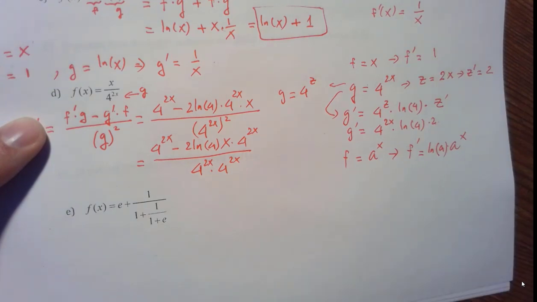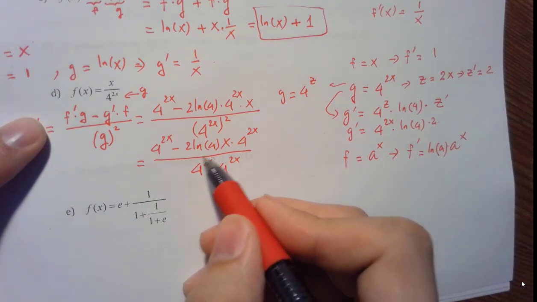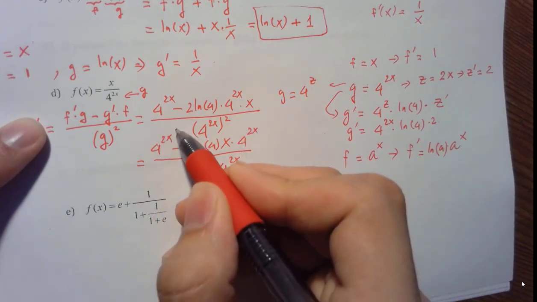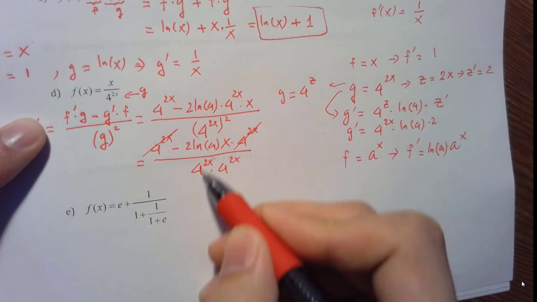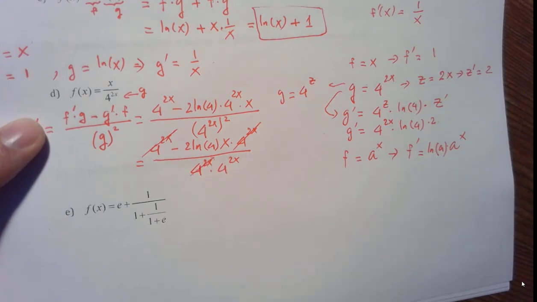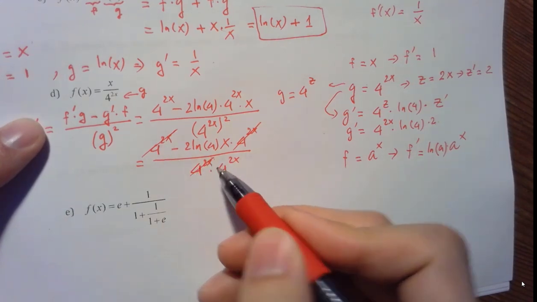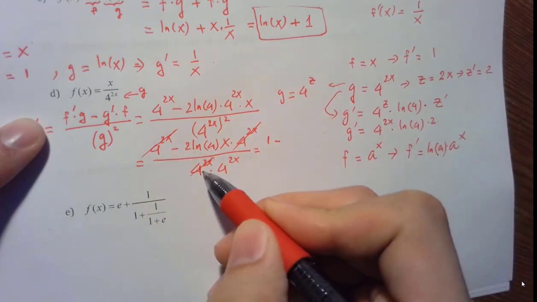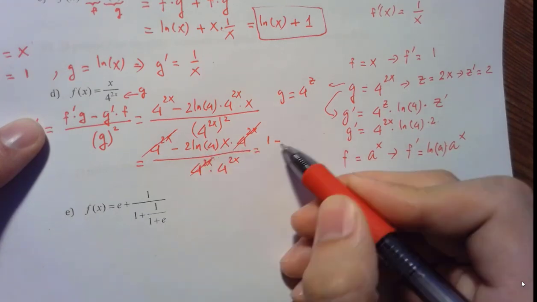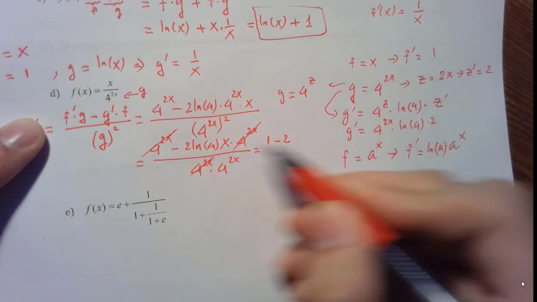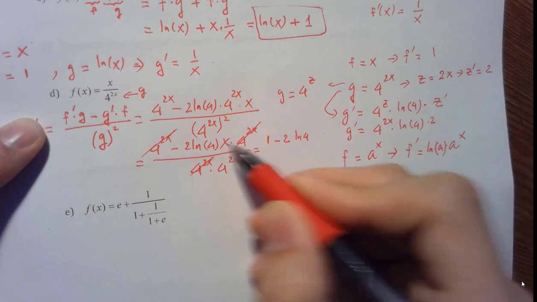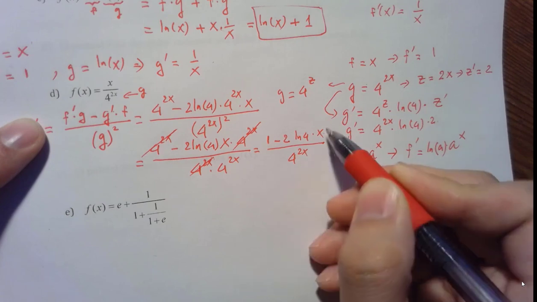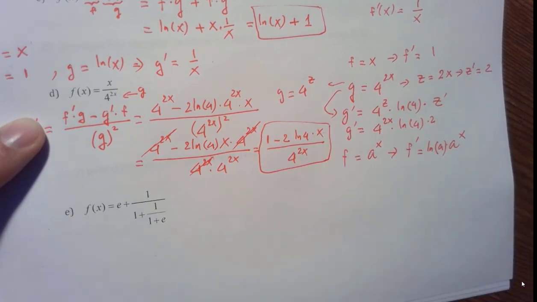And now we can see the common factor of 4 to the 2x here and here, so we can cancel that common factor if we divide the top and the bottom by 4 to the 2x power. Then we should get what? 1, because we divide that here, we got 1, and then minus 2 ln of 4, and then multiplied by x, and then over 4 to the 2x, and that is the final answer.